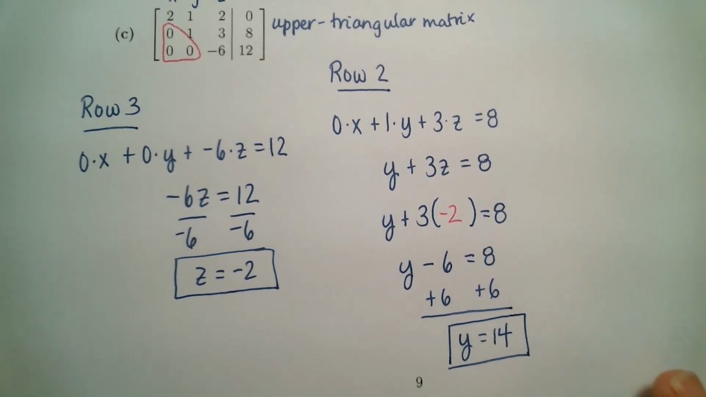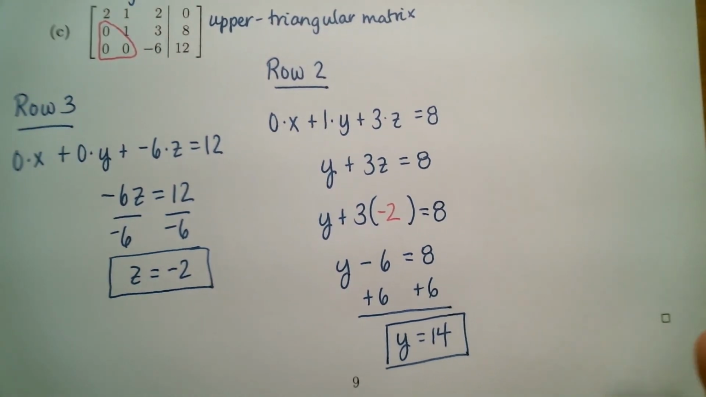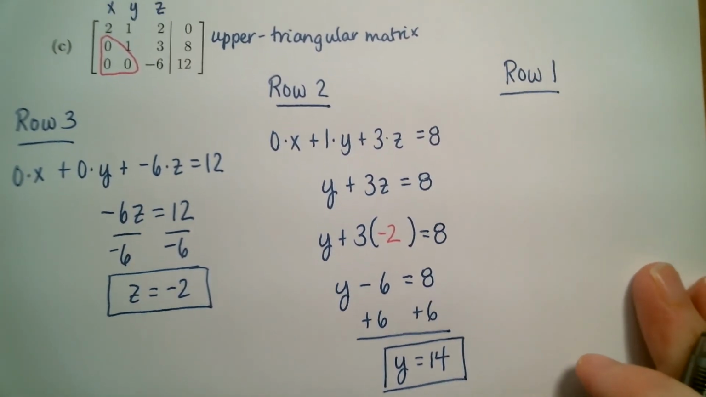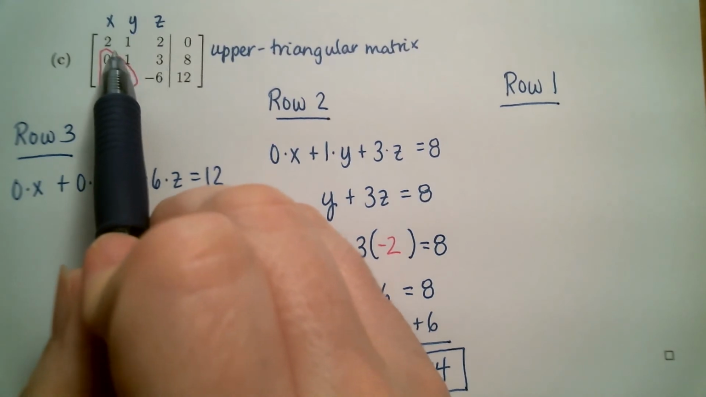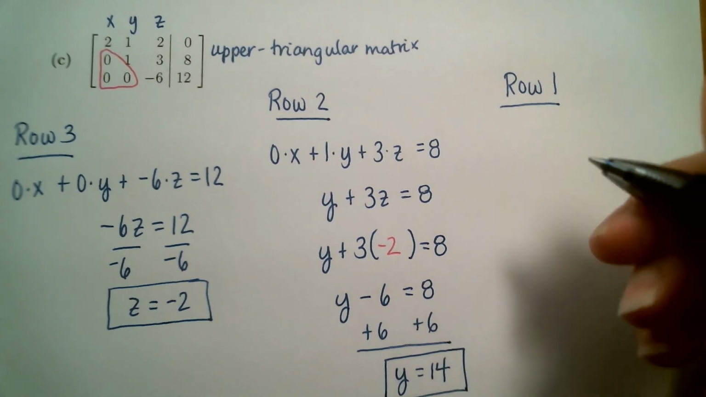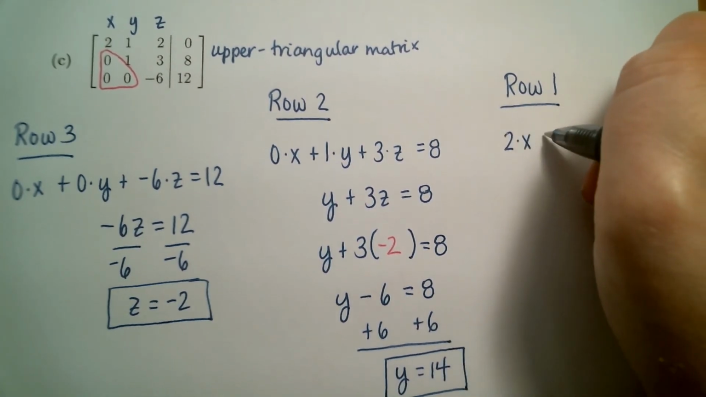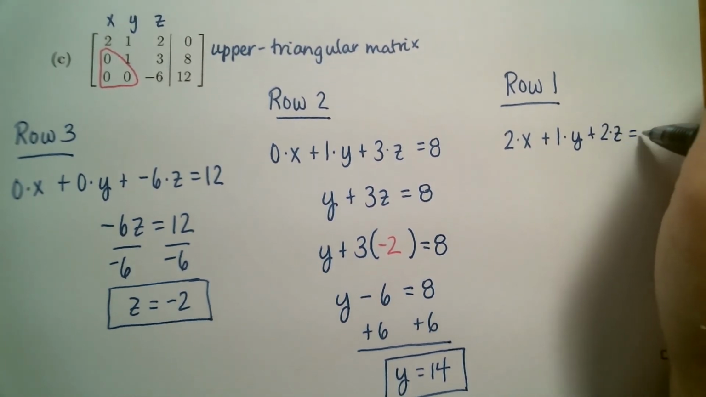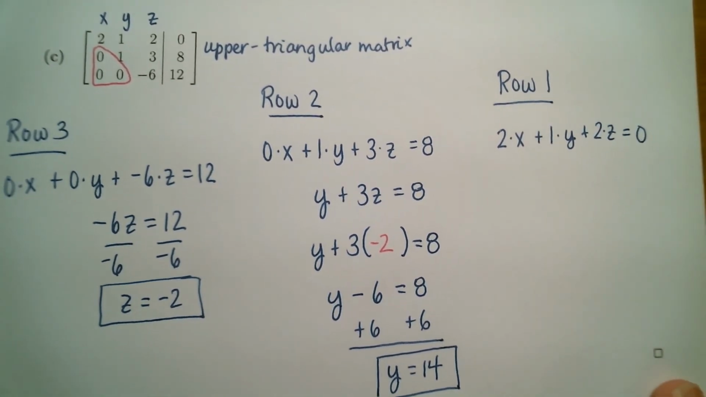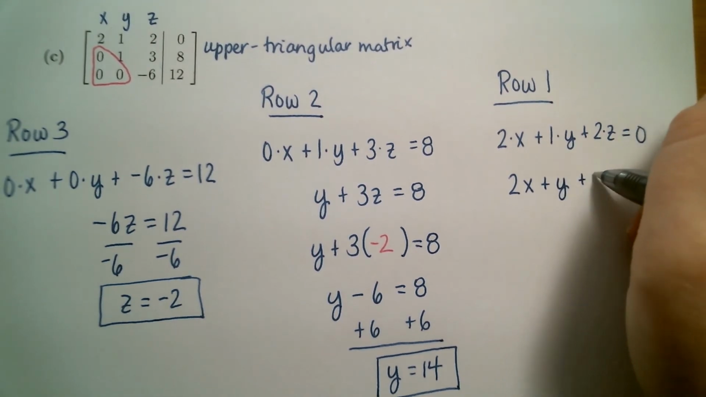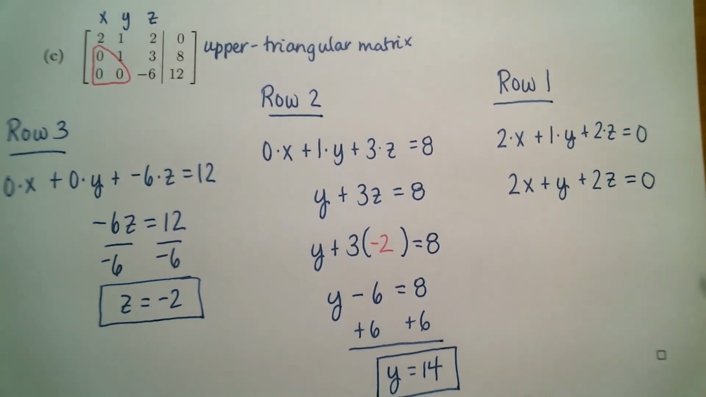This is going to let us get x. So let's go and translate row 1. According to row 1, 2 times x plus 1 times y plus 2 times z is equal to 0. Let's go ahead and clean that up. 2 times x plus y plus 2z is equal to 0.